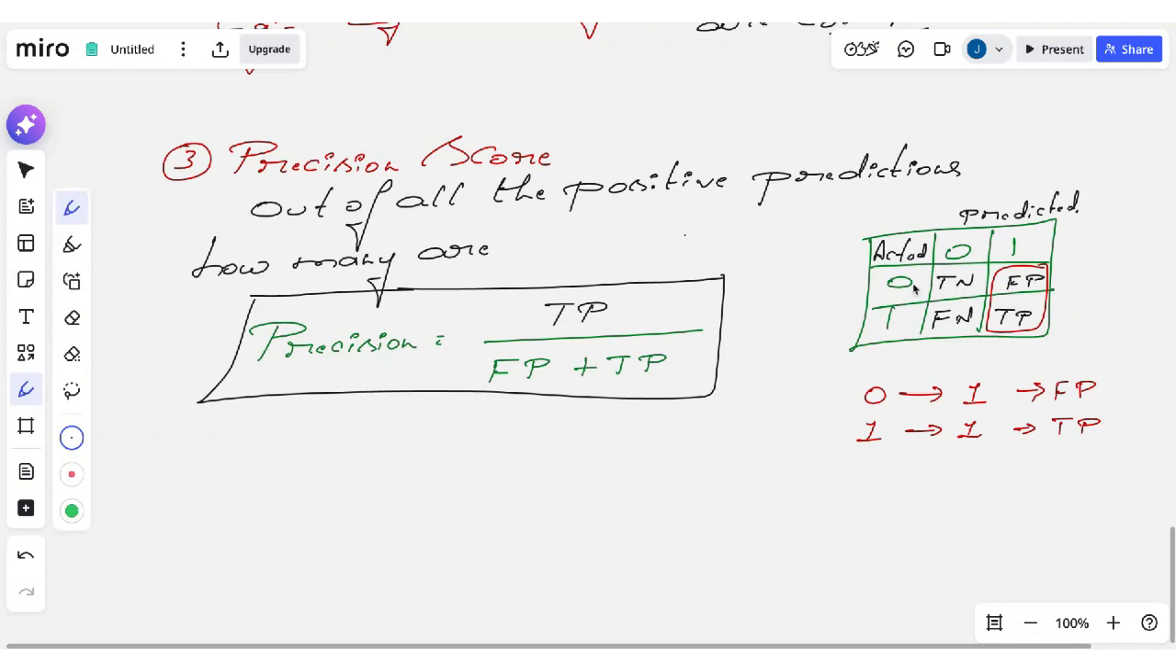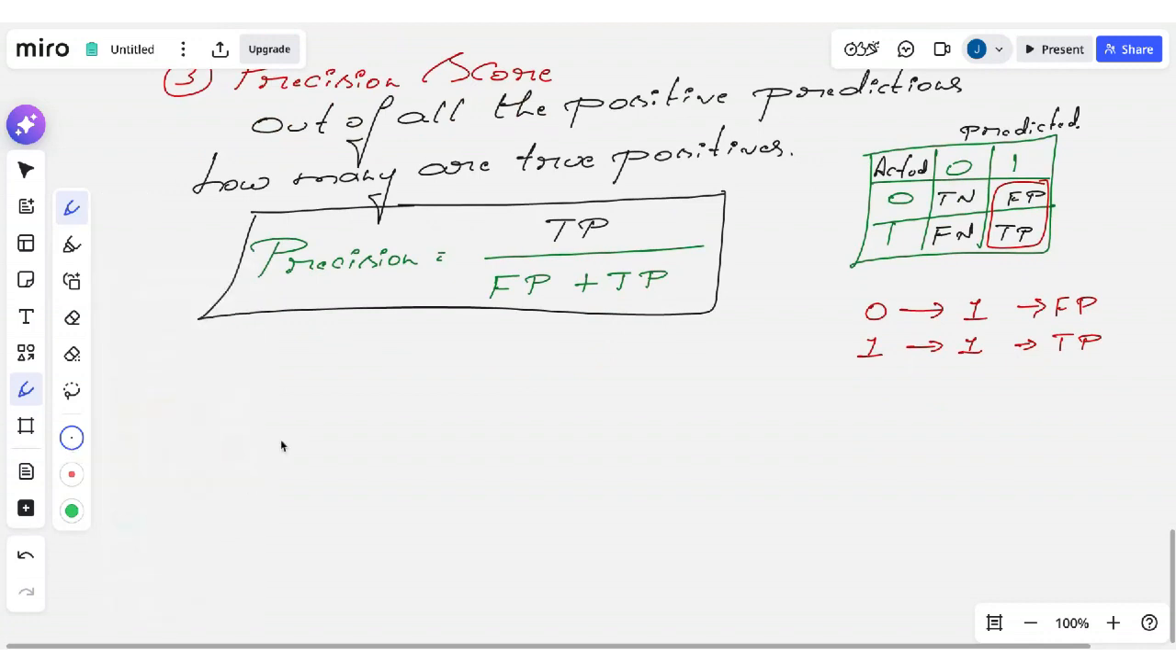You're confusing it with actual positive. It should be how many are... you don't compare this with actual. It's how many are actually positive. Or I'll see how many are true positives. Does this make sense? Guys, clear?